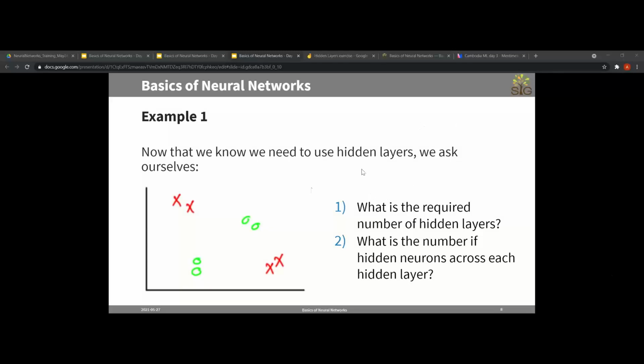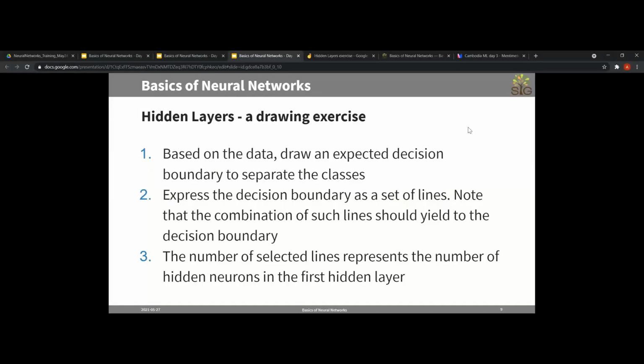And this is just one example. We can have different architectures, different designs. So we'll look into this simple example. So, okay, we had a 4. So let's look at what this says. These are pretty much the instructions we're gonna go through to define the number of hidden layers and hidden neurons. So based on the data, what we're gonna do is draw an expected decision boundary to separate the classes.